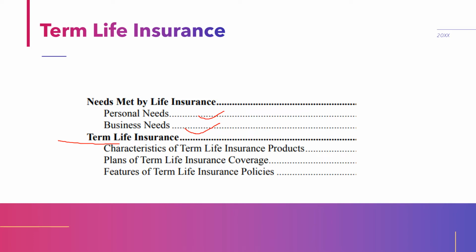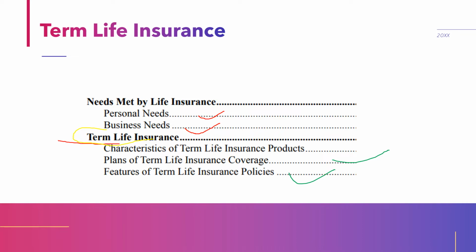Now we'll come to the important part, that is the term life insurance, in which we will cover three topics. One is the characteristics of term life insurance, the plans of term life insurance coverage, and the features of term life insurance policies. So first, what are the characteristics of a term life insurance product? Basically there are three characteristics. One is the death benefit, the second is that a term life insurance policy does not accumulate cash value, and the third is that term insurance is for a specific term.